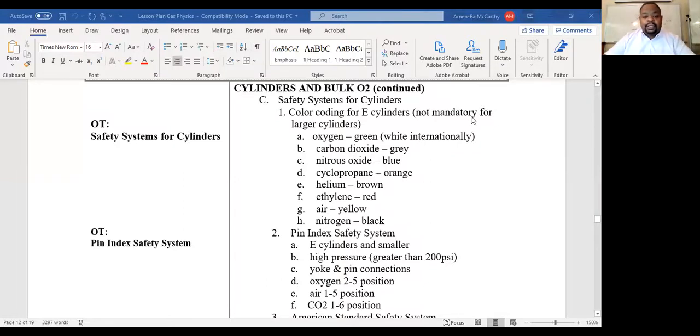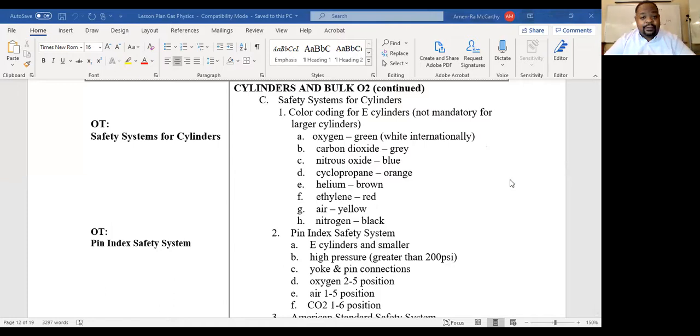Okay. Now let's share my screen so we can get in with the rest of the lecture. I'm going to back up on it just a little bit since I'm just going to be talking straight through it, just to make sure you got all of the notes you want in your note-taking guide. We talked about safety systems for cylinders. We talked about the E cylinders. Those are the ones that you see, Mr. Johnson, at the casino, right?